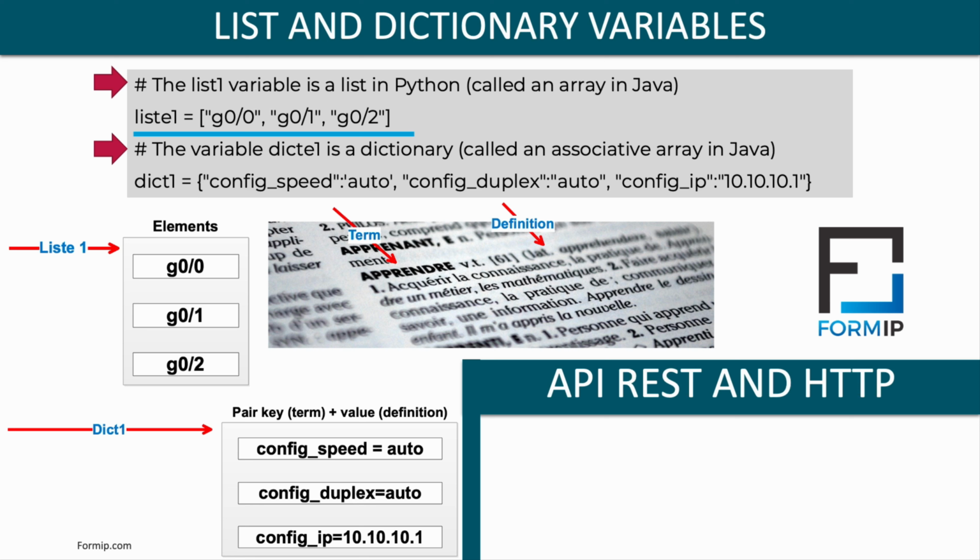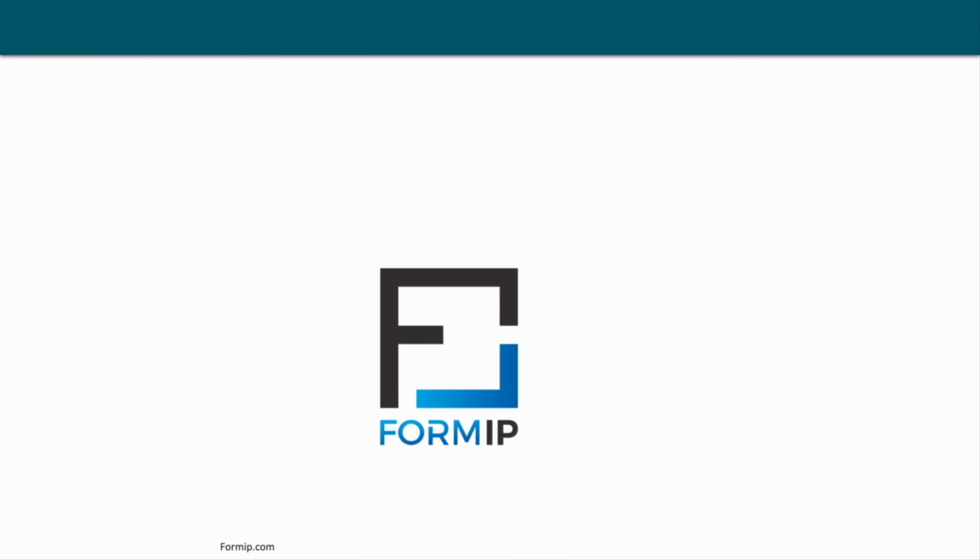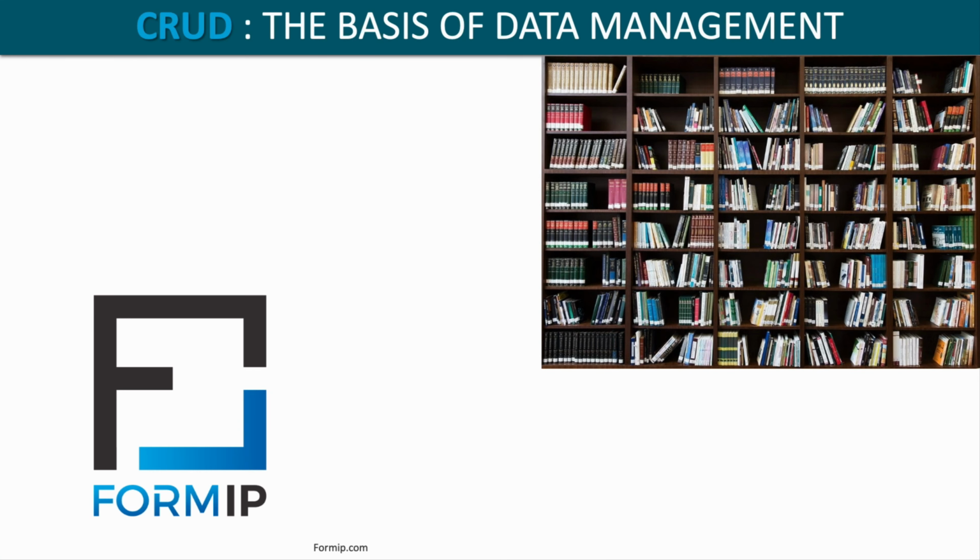API REST and HTTP. APIs exist to allow 2 programs to exchange data. The creators of APIs based on REST API, representational state transfer, often choose the HTTP protocol because it uses the same principles as REST. That is to say, it also works with a client-server model, a stateless model, and also a model for caching objects. CRUD, the basis of data management.